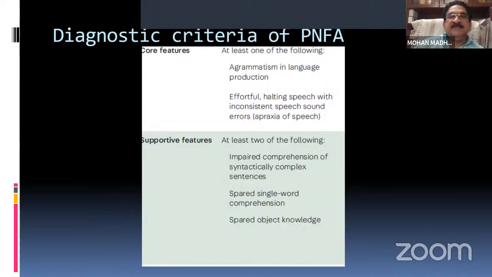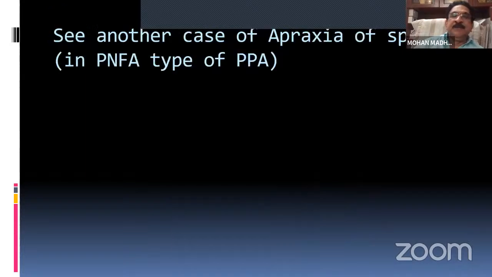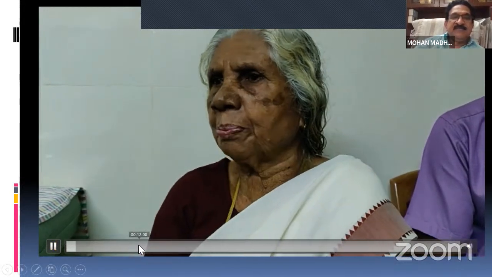I think I'll skip all these things. This is the diagnostic criteria of PNFA: agrammatism, and effortful halting speech with inconsistent speech sound errors, so apraxia of speech. Now let us see another case of apraxia of speech, where you get exactly the same difficult speech.